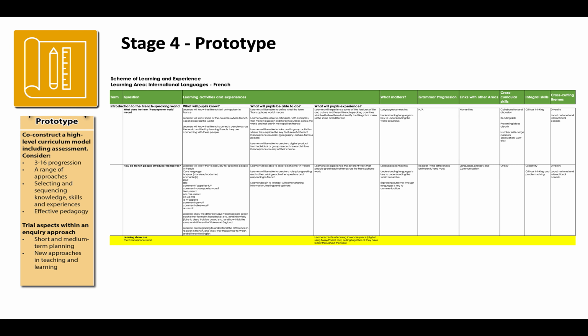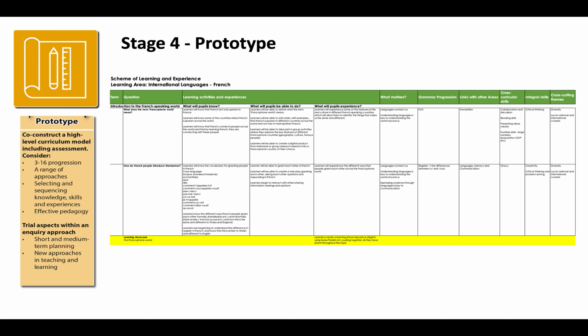So, having sequenced the continuum of knowledge, skills, and experiences in your curriculum, you will then move into the prototype stage of design thinking, where you can successfully start to plan learning and teaching activities that will allow learners to progress along this continuum. Essentially, you're moving from the why and what of your curriculum to the how, or you may think of it as moving from your high-level curriculum to your schemes of learning and experience that give the medium and short-term planning details of learning and teaching.